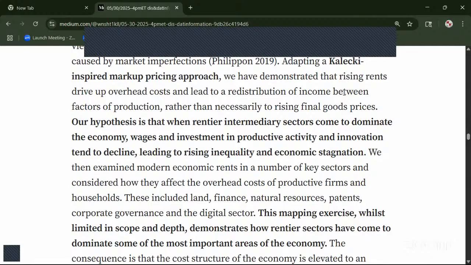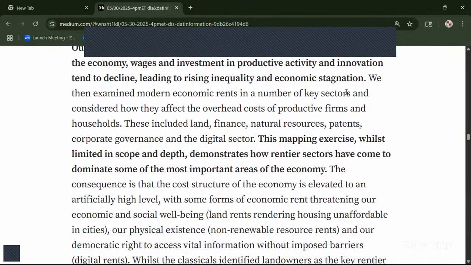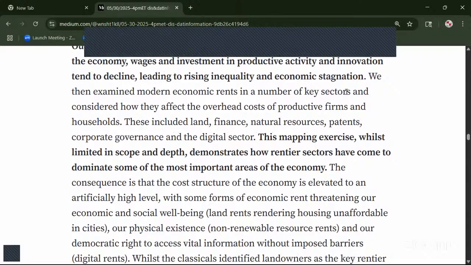We then examine modern economic rents in a number of key sectors and consider how they affect the overhead costs of productive firms and households. These included land, finance, natural resources, patents, corporate governance, and the digital sector. This mapping exercise, whilst limited in scope and depth, demonstrates how rentier sectors have come to dominate some of the most important areas of the economy.